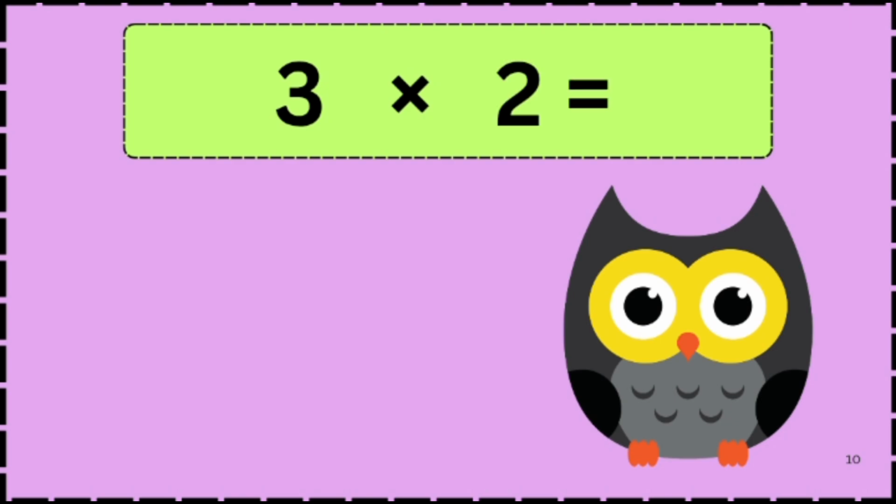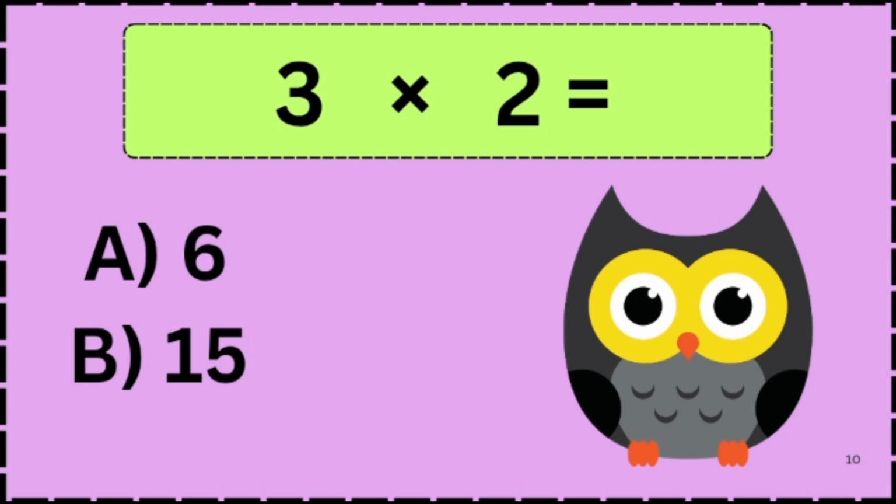3 times 2 is equal to A 6, B 15, C 32. The answer is A 6.